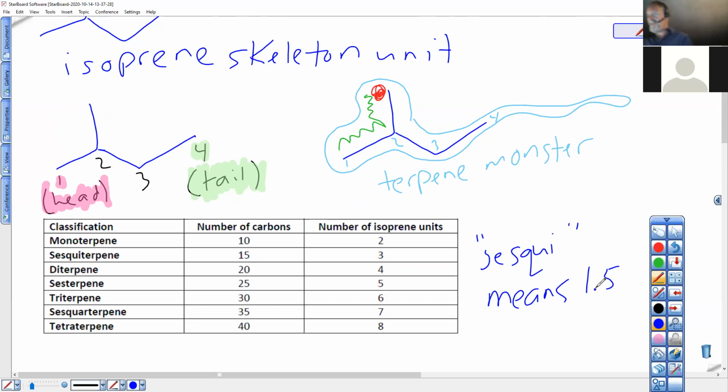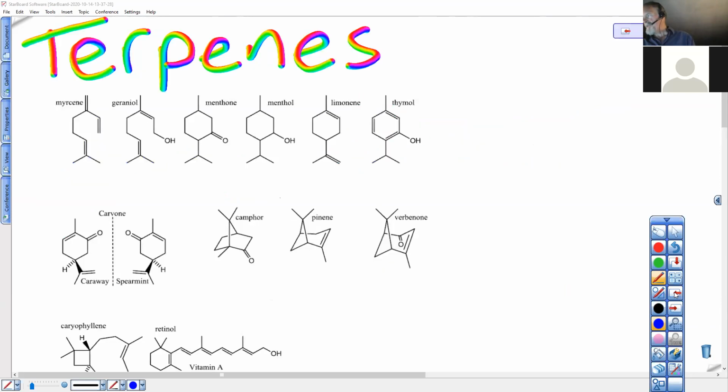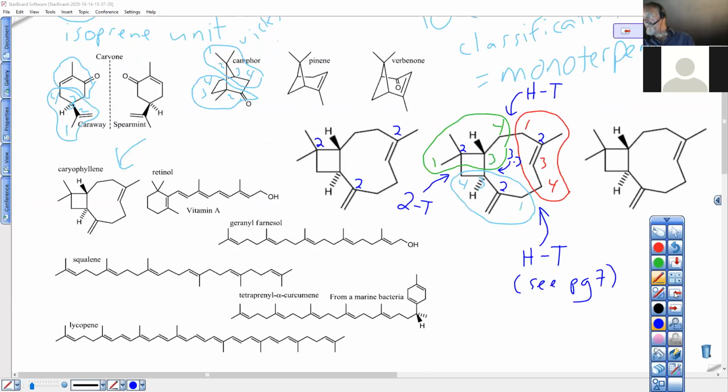And if you have, how many circles would you need to be a sesquiterpene? Because we just saw one. 3 circles, because it's 1.5 times 10, which is 15. Sesqui means 1.5 times 10. Mono means 1 times 10. All right, so on the test, when I give you your terpene, you'd have to put the classification too. So you'd say this is a sesquiterpene. Got 15 carbons. Don't count the carbons, count the circles multiplied by 5.